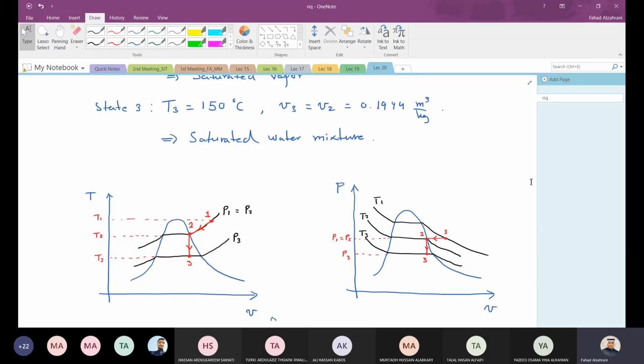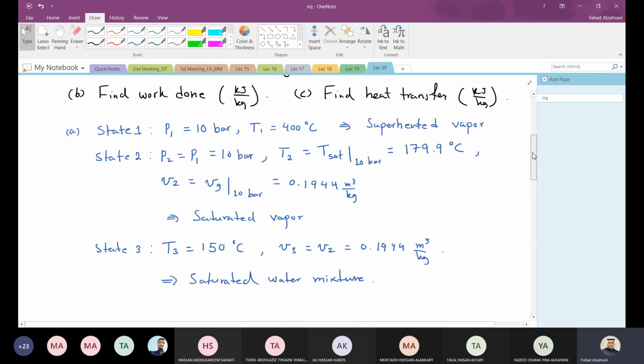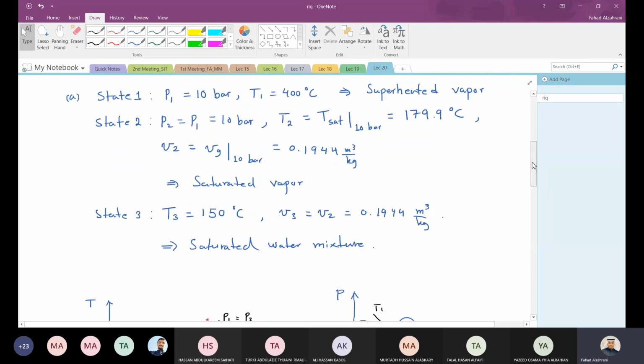You need two independent properties. So you need to analyze each state, you need to look at each two independent properties and what is the phase corresponding to that state. Alright, so this is what we did last time. We started with state 1 at P1 and T1. We saw that at 10 bar and 400 degrees Celsius, this is superheated vapor.